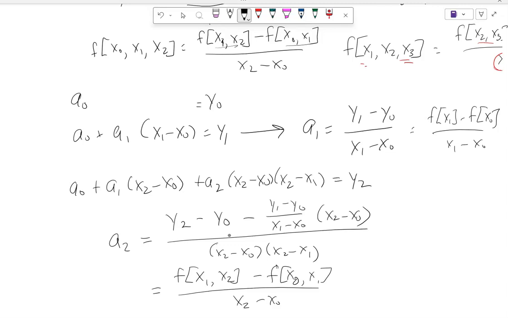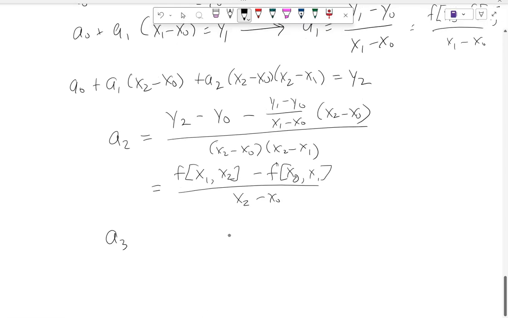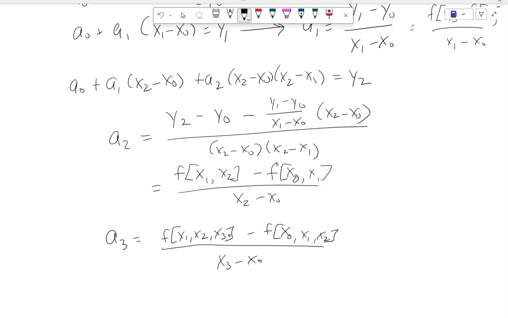So your next one, your A3, you can probably guess what it's going to be. Let's do the denominator. What do you think the denominator is going to be? It'll be the x3 minus x naught. The numerator, you should get f bracket of x1, x2, x3 minus f bracket of x naught, x1, x2, and so on down the line. So you can express your coefficients in terms of the Newton form of the polynomial in terms of the divided differences.